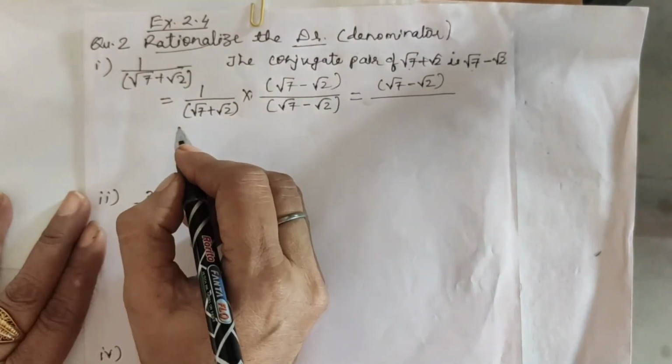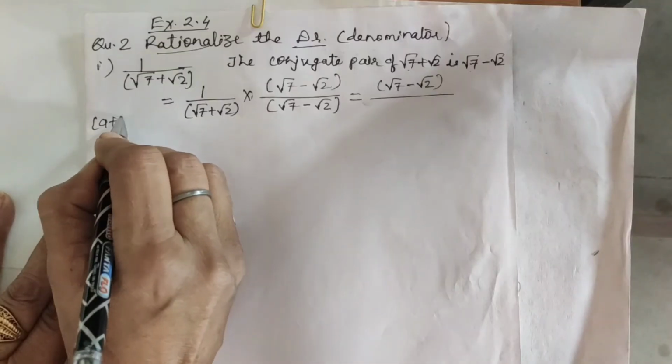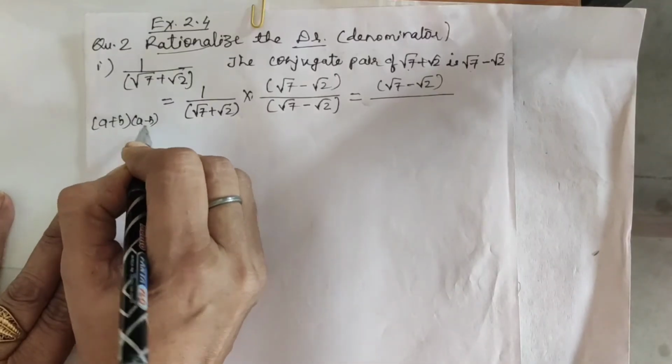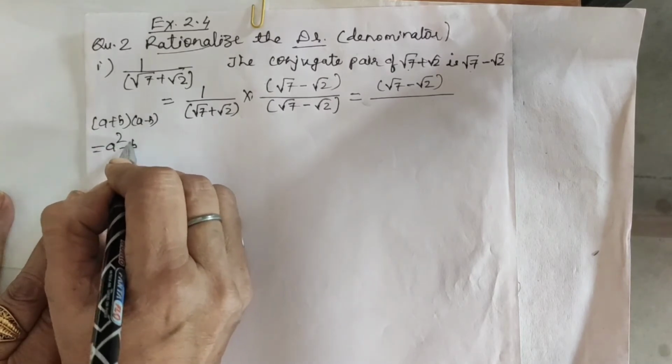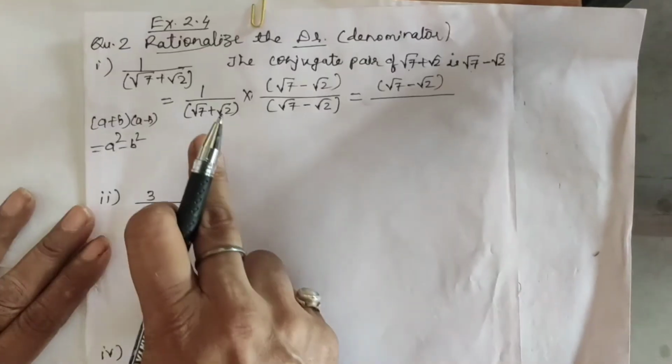Now children, you can see this is of which form? A plus B, A minus B. And you know children, A plus B, A minus B is equal to, what is the identity? A square minus B square. So the same we are using here as it is written in the perfect form.